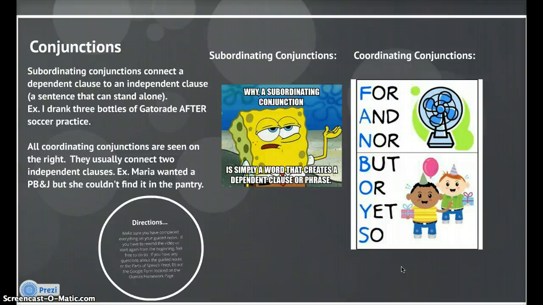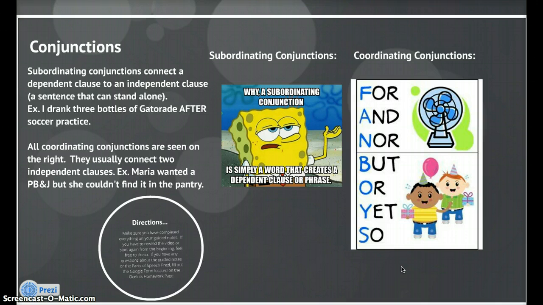Coordinating conjunctions are seen on the right. They usually connect 2 independent clauses. That's 2 sentences that stand alone. You can remember coordinating conjunctions because they make the acronym FANBOYS: for, and, nor, but, or, yet, so.